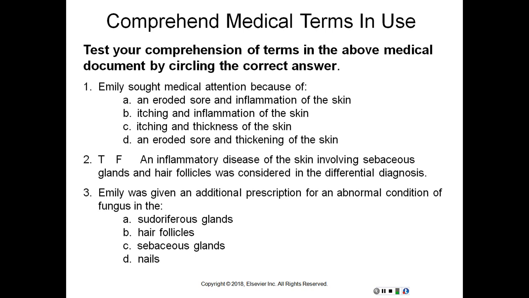And that is it for Chapter 4. Now you can go to eCampus and complete the assignments.